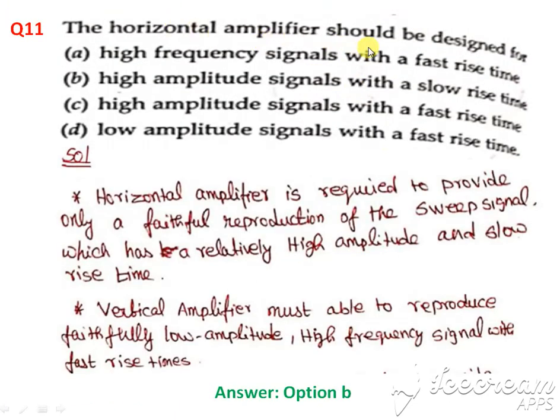The horizontal amplifier should be designed for: A, high frequency signal with fast rise time; option B, high amplitude signal with slow rise time; option C, high amplitude signal with fast rise time; option D, low amplitude signal with fast rise time. The horizontal amplifier is required to produce only faithful reproduction of the sweep signal, which has relatively high amplitude and slow rise time. High amplitude and slow rise time. So the correct option is option B.